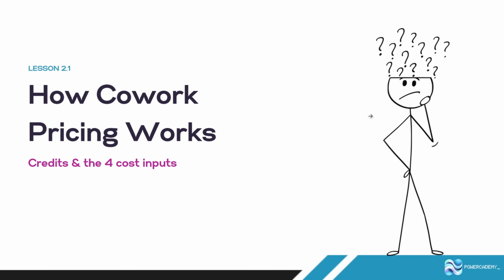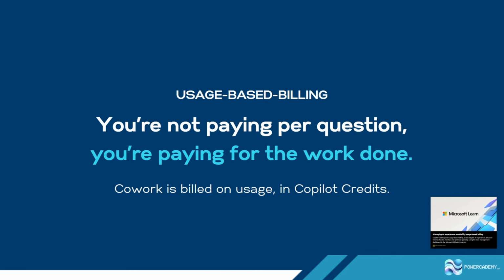Now, first we want to understand how Cowork pricing works in particular. We're going to understand credits and also the 4 inputs that add up to make the cost. The first thing we're going to be discussing, and we spoke about this already, mentioned it multiple times throughout the different areas and lessons and modules, is usage-based billing. And with Cowork, you're not paying per question, but you're paying for the work that is done. So Cowork is all built on the usage, which is going to be measured in Copilot credits.